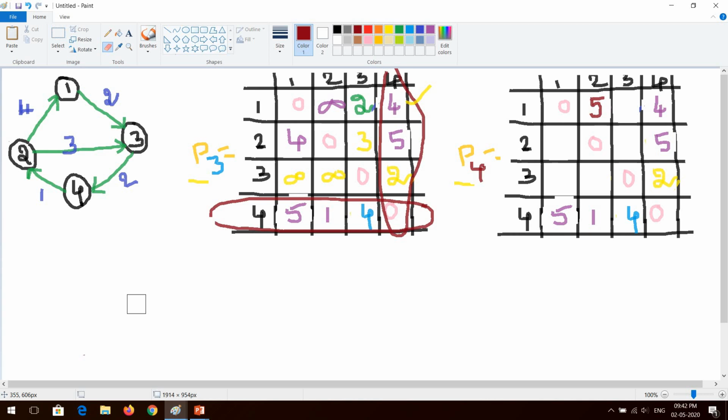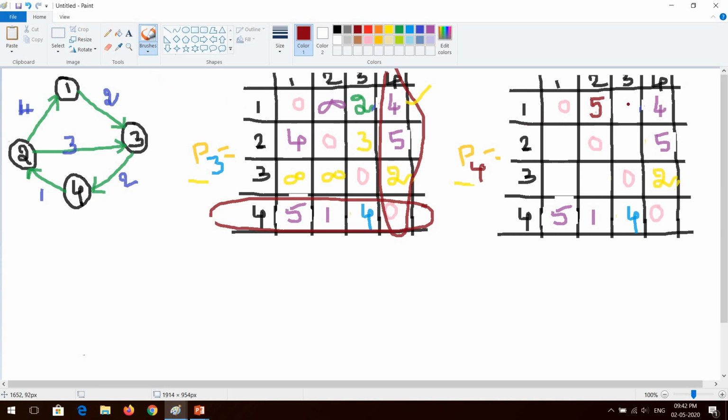So if it is P3, not only 3, we can consider 3, 2 and 1, all as intermediates. If it is P4, we can consider 3, 2, 1 and 4, meaning all are intermediate. We can consider them and find the shortest path between every pair of vertices. So that is the beauty of this transitive closure property. And do remember the tabular values. While writing P4, only look at P3. Otherwise, you will get wrong answers.